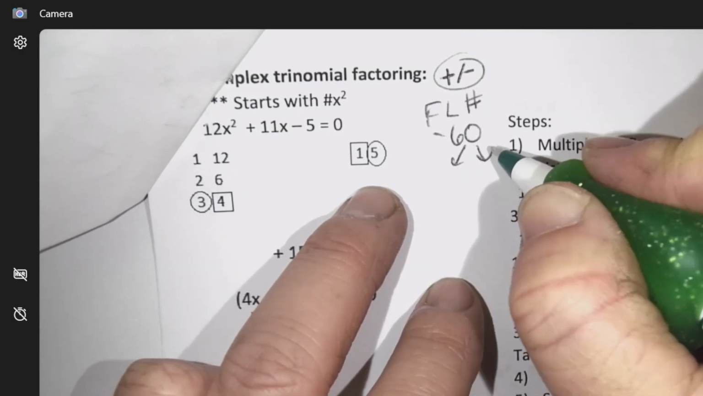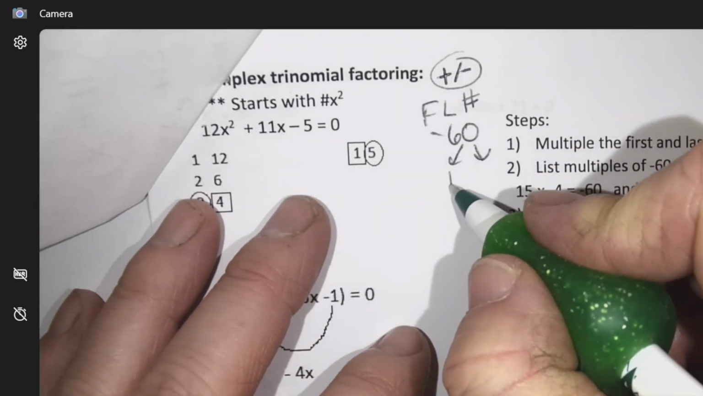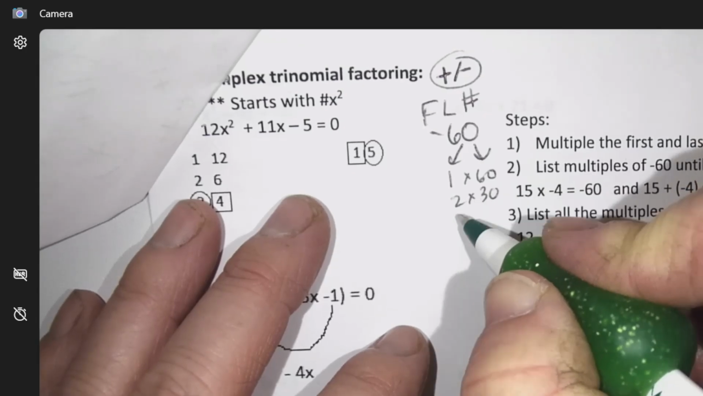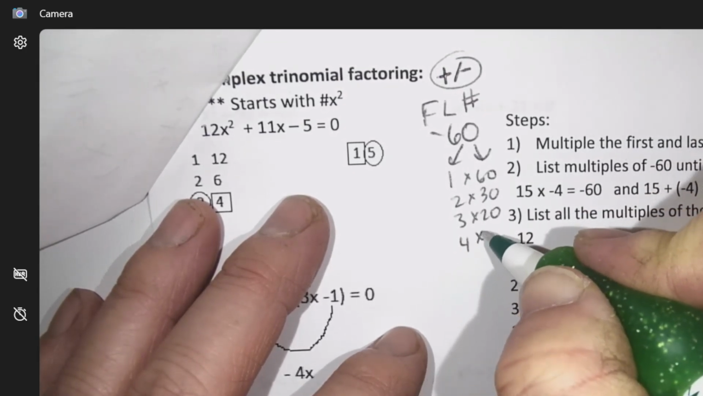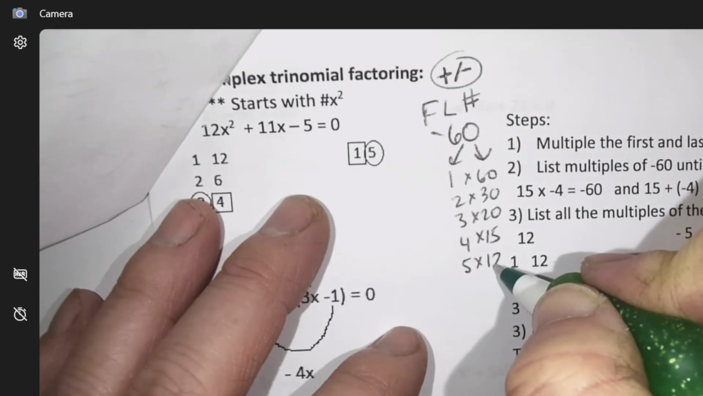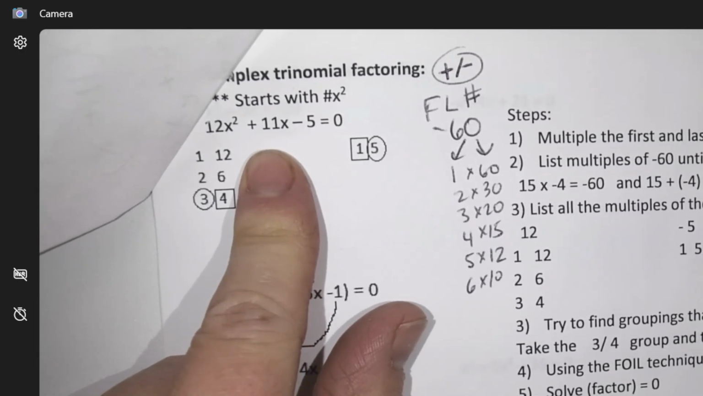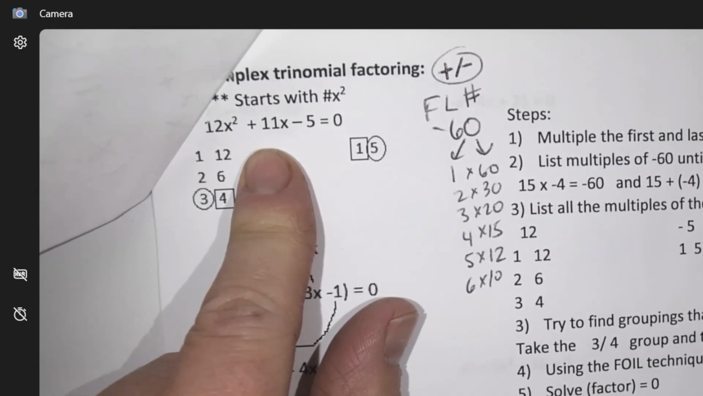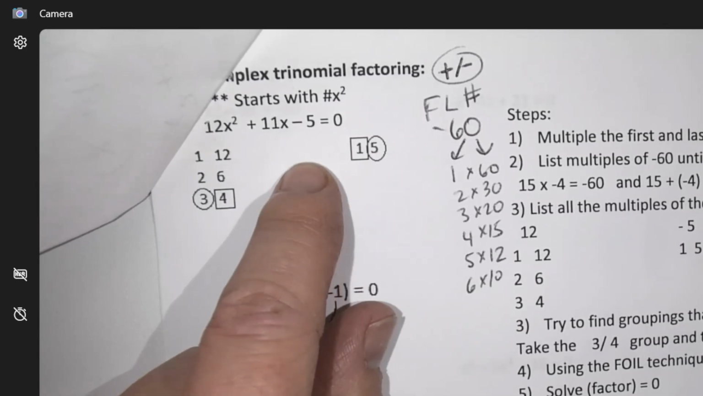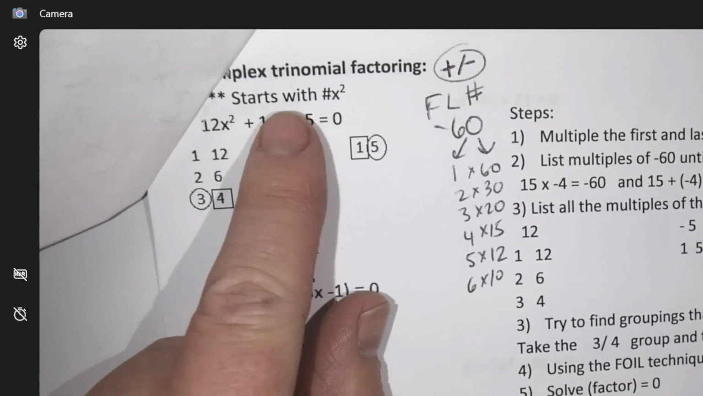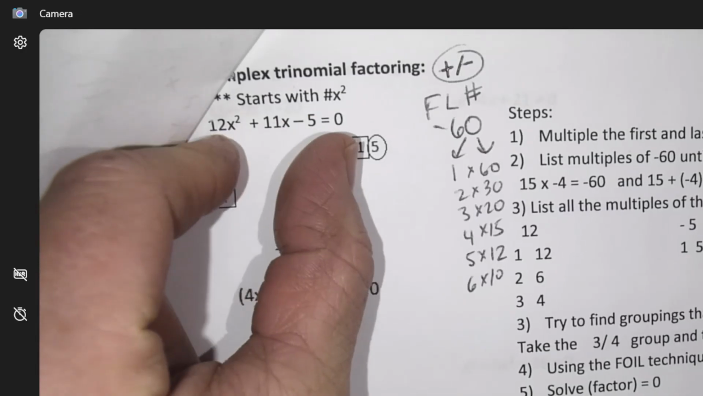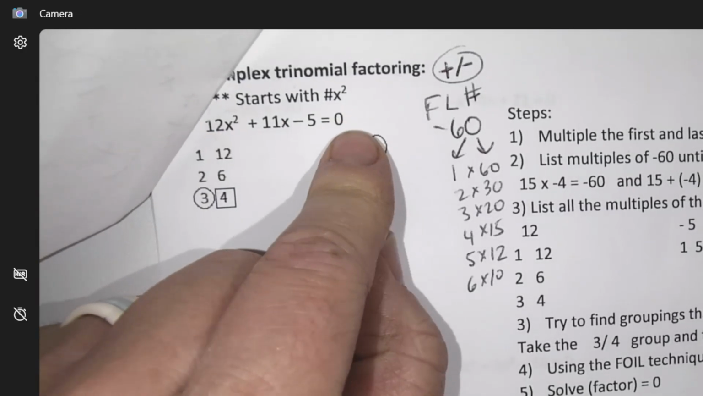So now you're going to try to think of what multiplies to 60. 1 times 60, 2 times 30, 3 times 20, 4 times 15, 5 times 12, 6 times 10. Okay, you're going to think of all the options that can get you to 60. And then at the same time, you're going to have to make an 11 with adding. So it's kind of similar to the simple trinomial. There's something about multiplying and something about adding. The only difference is we have to consider the FL multiplier, not just the L.